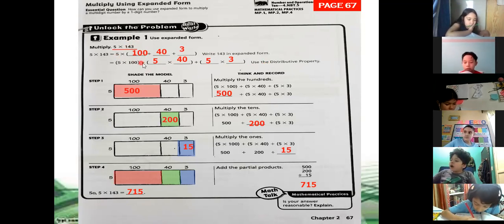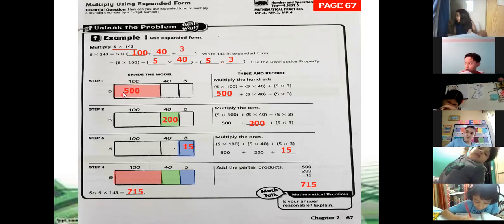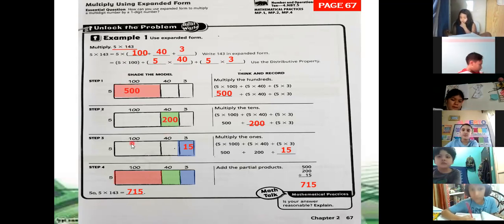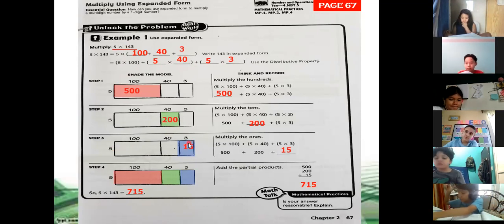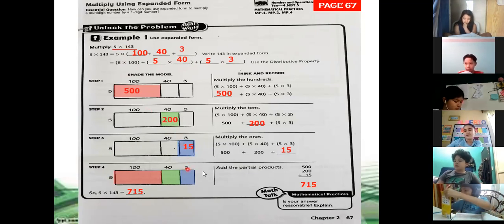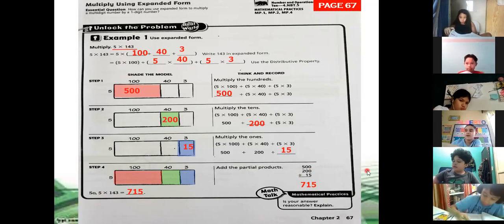We start multiplying each one. 5 times 100 plus 5 times 40 plus 5 times 3. So we get the answer. 5 times 100 equal 500. 5 times 40 equal 200. And 5 times 3 equal 15. Then we add these partial products. We add the 500 plus 200 plus 15 to get the total of this rectangle. So the total of this multiplication is the addition of all of this. So we add the partial products to get the answer.